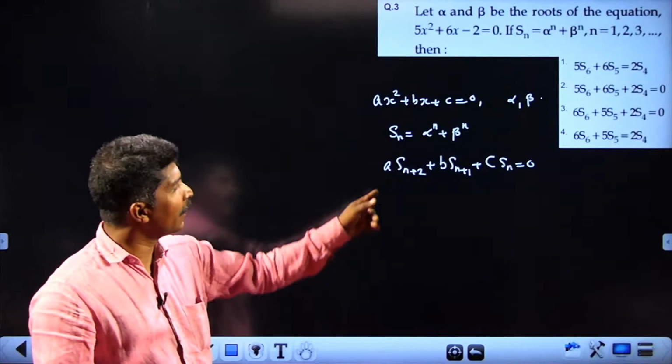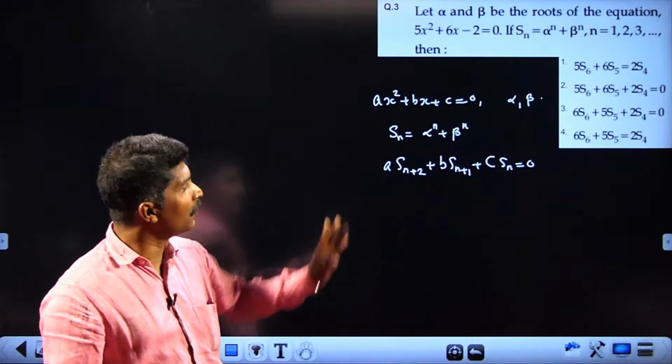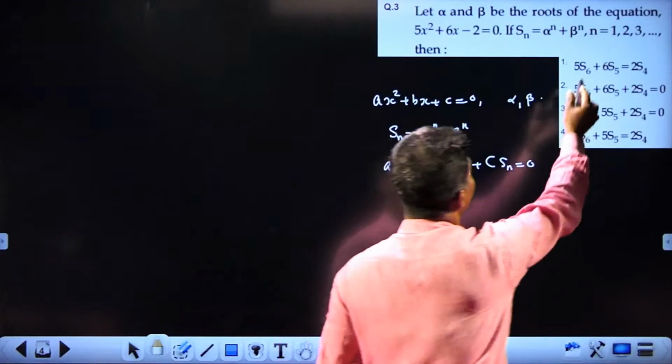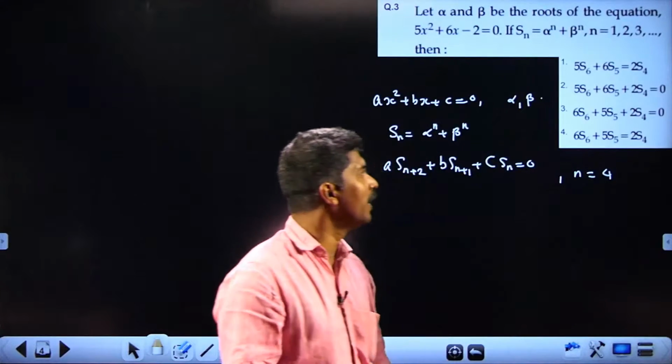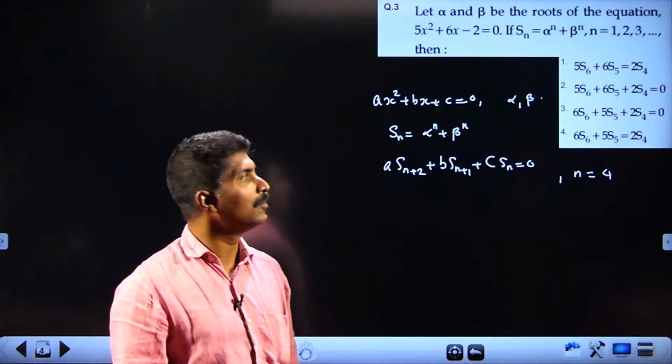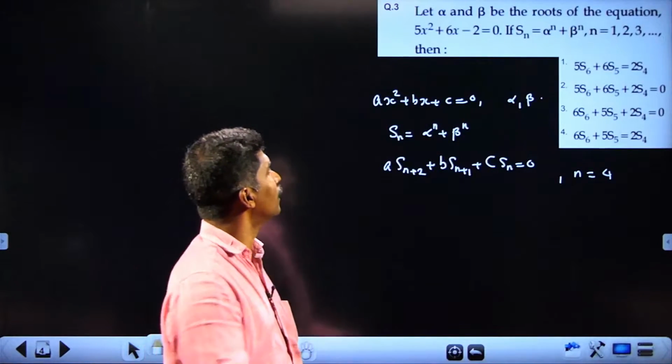Now, putting n equal to 4, because all these options start with S6, you will very simply get the answer. Putting n equal to 4 in this question, what is it?